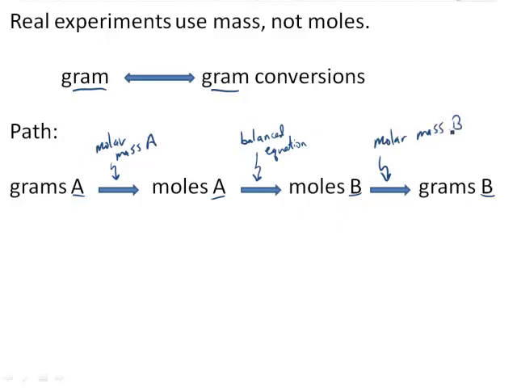So you have three steps. A step going from grams of one thing to its moles, which uses the molar mass. A second step going from moles of one thing to moles of another thing. That's the new thing we're introducing here, and it uses the balanced equation. And going from moles of that second thing to grams of it uses the molar mass, which we've done before.